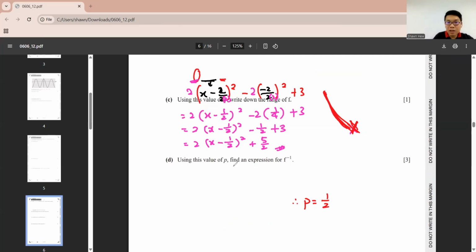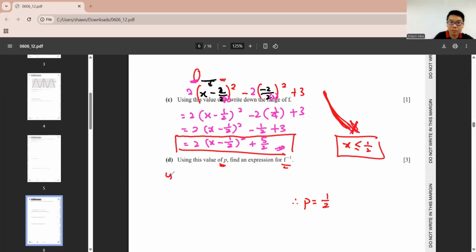Part D, using the value of p. Why is this p important? Because they want x less than or equal to 1 over 2, which means they want the left-hand side. So we need to base on this to count. So they asked us to find the inverse function. So we use the completing the square to assist us.